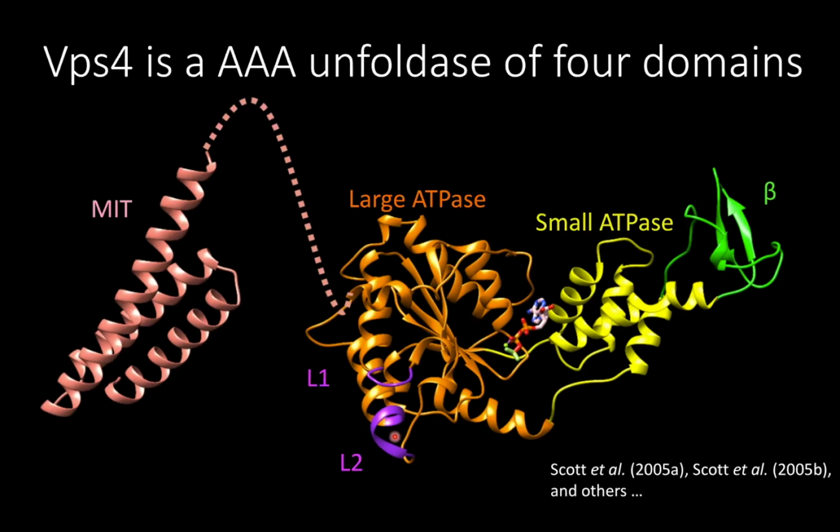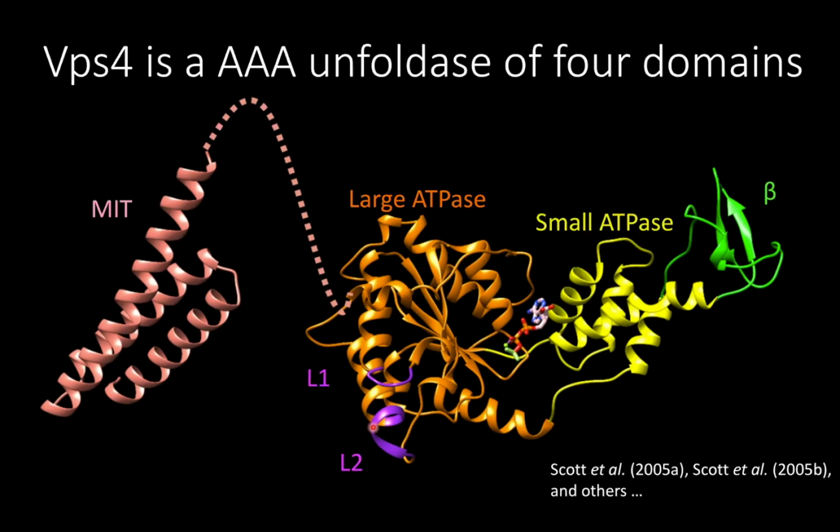Two other features I want to mention about the structure are Pore loop 1 and Pore loop 2. These are sequence motifs that were identified by others some time ago as being important in this class of AAA ATPases for engagement with substrate.